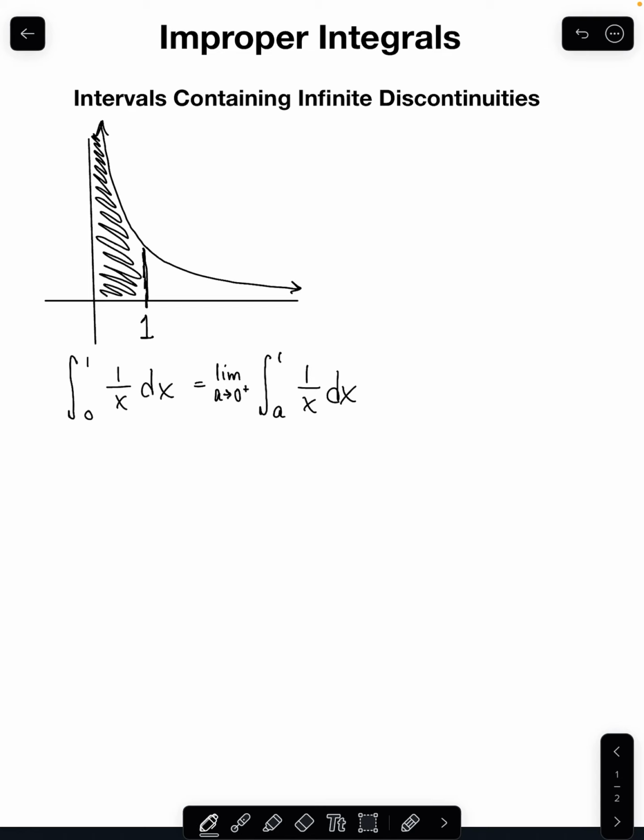Please note that we will need to be specific about which side we are approaching from, because we still cannot actually integrate across an infinite discontinuity or even at an infinite discontinuity. We can only approach it from the relevant side.